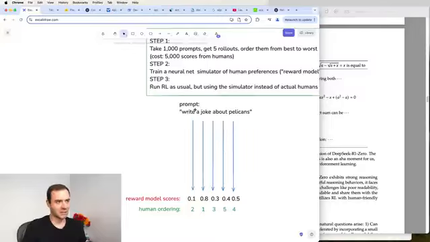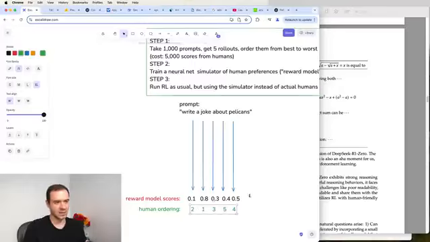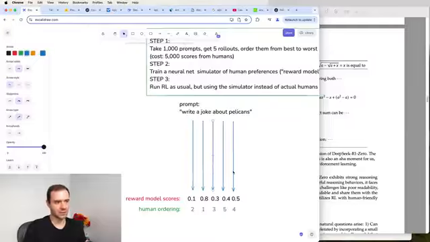So we have a prompt like "write a joke about pelicans." And then here we have 5 separate rollouts. So these are all 5 different jokes, just like this one. Now, the first thing we're going to do is ask a human to order these jokes from the best to worst. So here, this human thought that this joke is the best, the funniest. So number 1 joke, this is number 2 joke, number 3 joke, 4, and 5. So this is the worst joke.